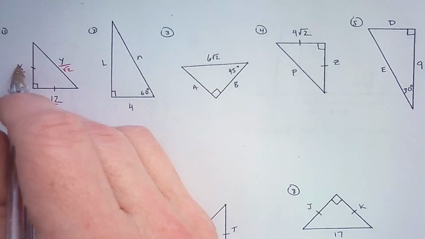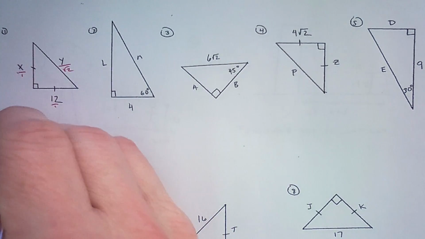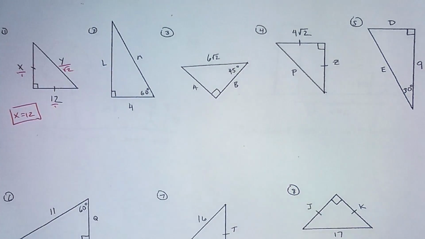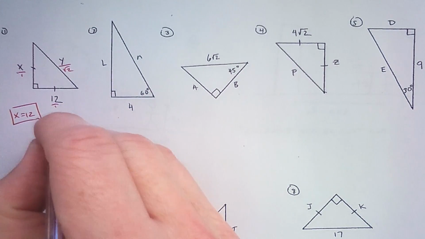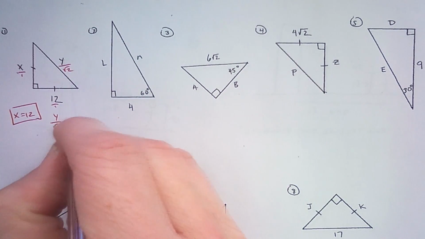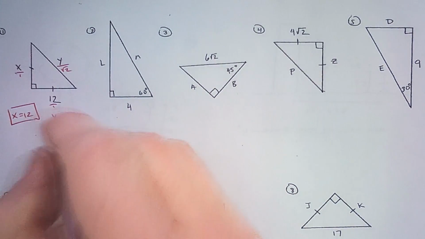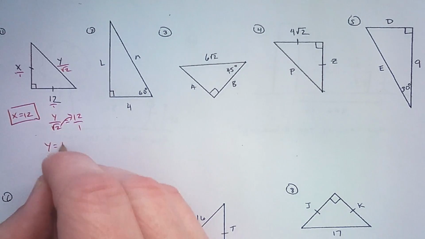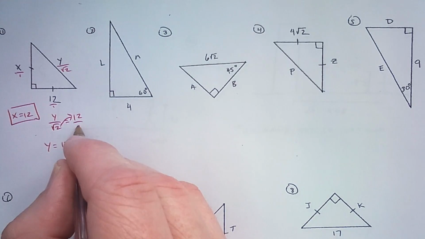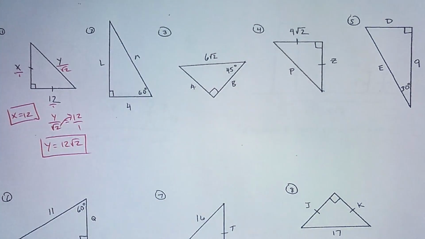Okay, now for x, we actually don't even have to do any work. The two legs are the same. So x is 12, so I'm done with that part. For y, I've got y is to the square root of 2 as 12 is to 1. Okay, so now I can just multiply this across, and I get y is 12 times the square root of 2, and it's over 1, but I don't need to write over 1. So 12 root 2 is my value for y.